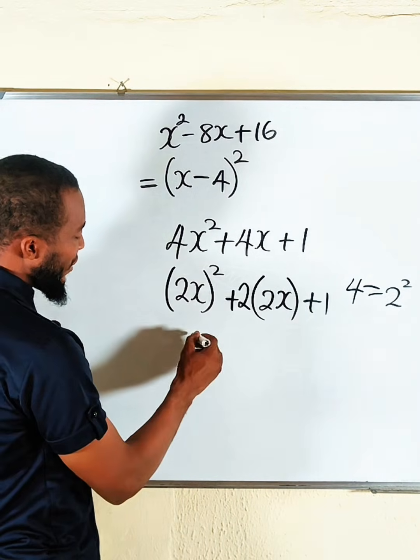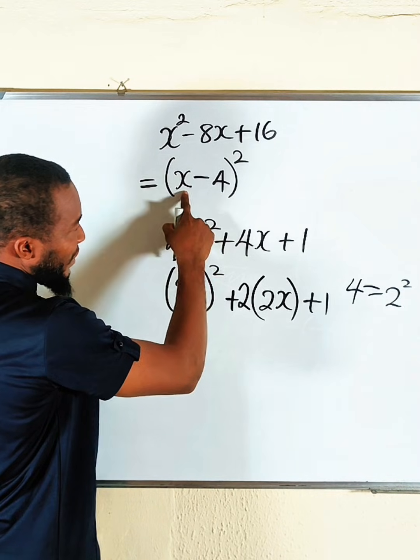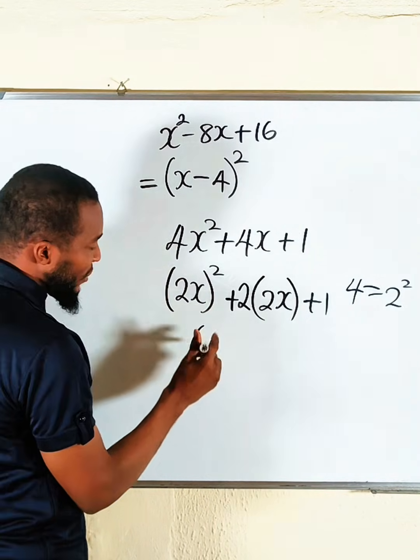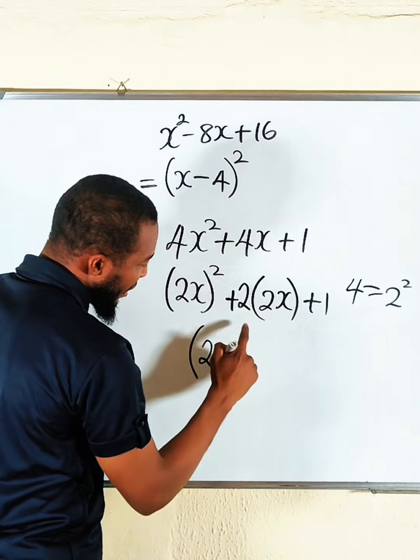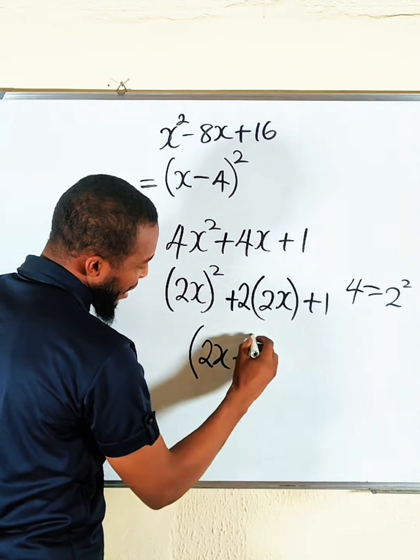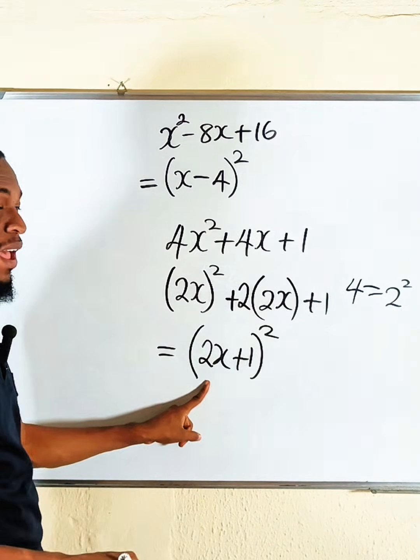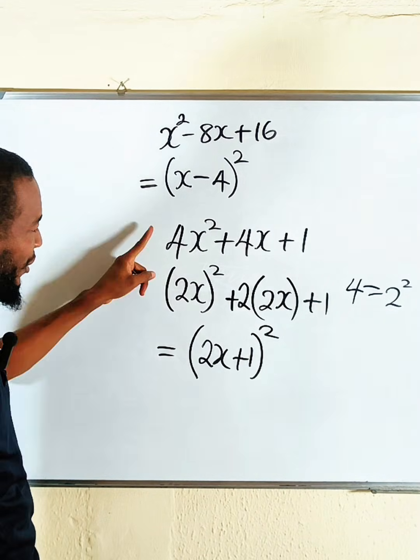And how do you factorize it? You take x, then half of the coefficient of x. But this is serving as x. The whole of this, 2x. Then half of this is 1. Everything squared. And hence, this and this are equivalent. This is the factorized version of this.